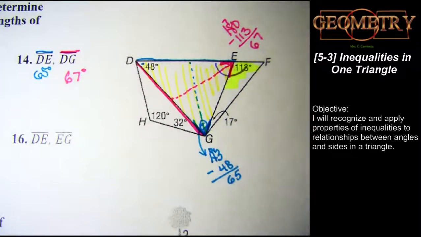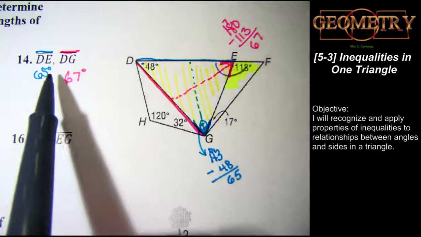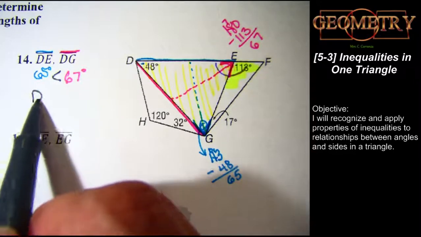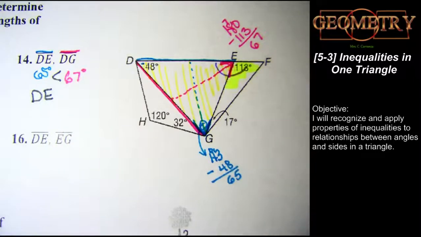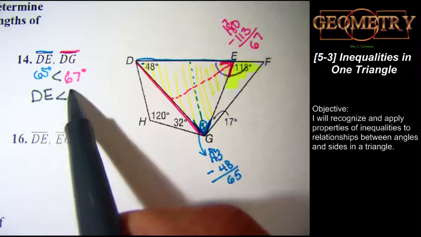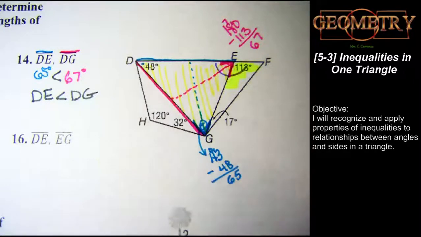All right, which one's bigger? The DG. The D to G. So then I can write that the measure of DE, notice how I wrote measure of the line segment DE, I just wrote the letters DE, there's no symbols involved. The measure of line segment DE is less than the measure of line segment DG.